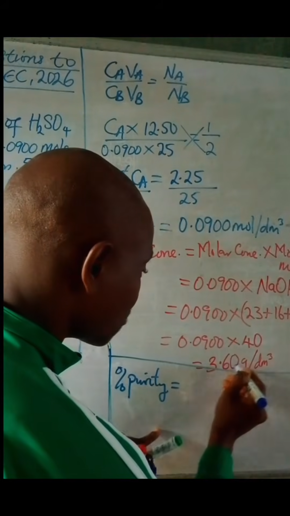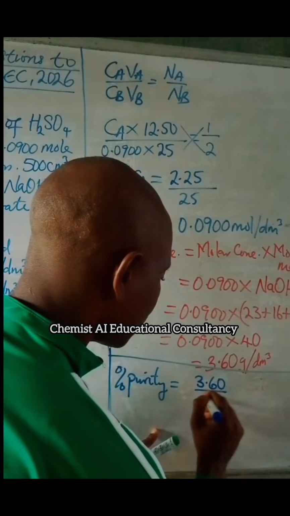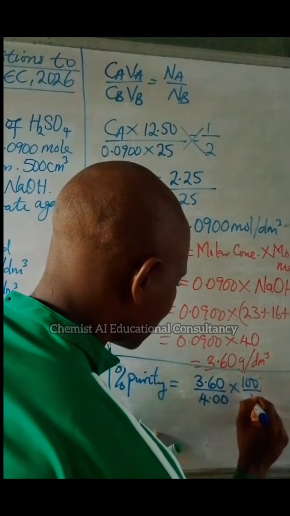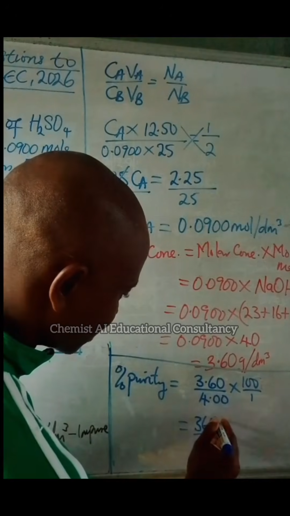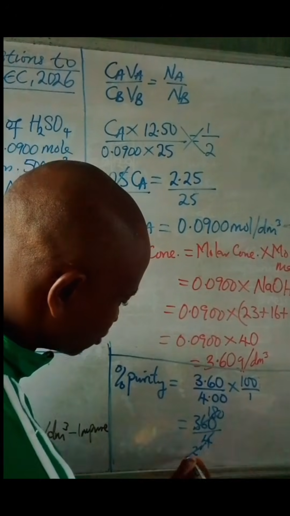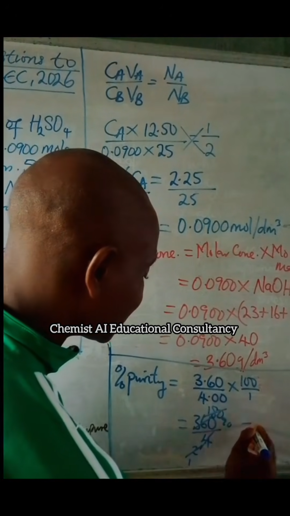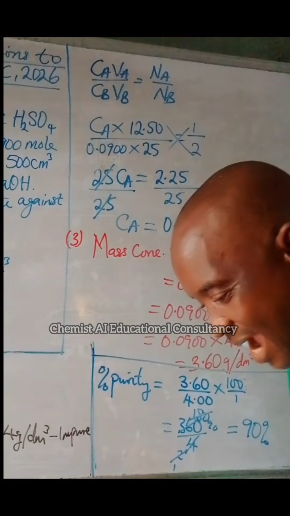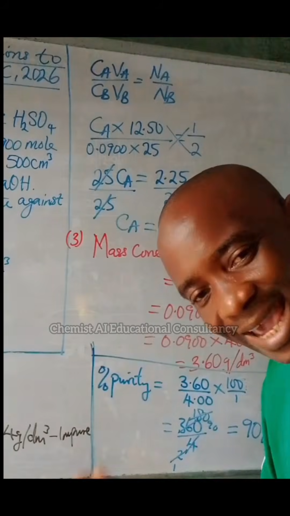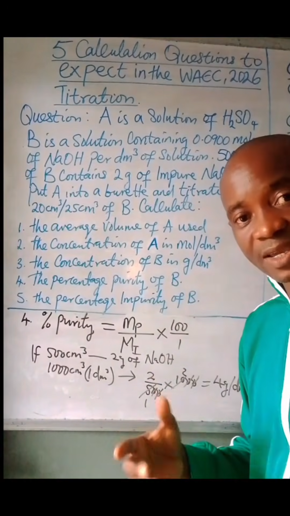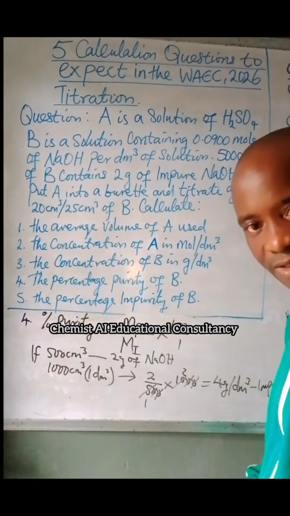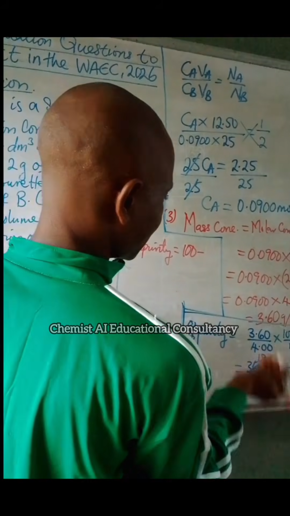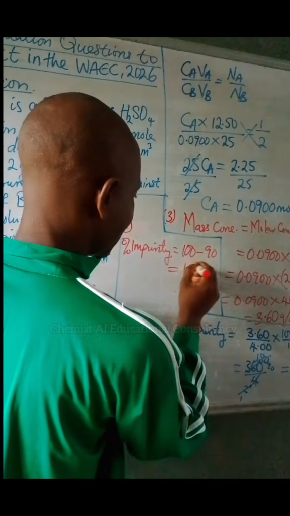Therefore, percentage purity equals mass of the pure substance over mass of the impure substance. 3.60 over 4.00 times 100 over 1. So the percentage purity is 90%. This means that 90% of the 4 grams reacted. Percentage impurity is simply 100 minus percentage purity. Percentage impurity, 100% minus percentage purity, which is 90, and that is 10%.